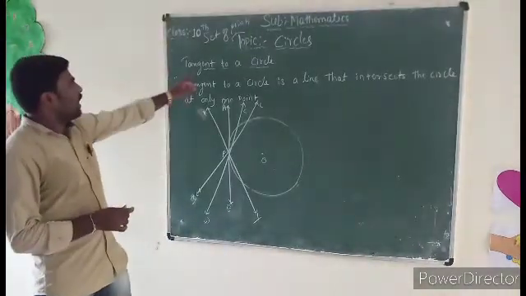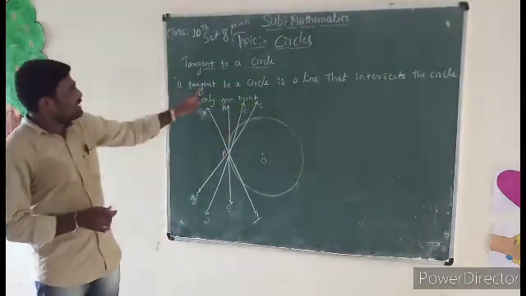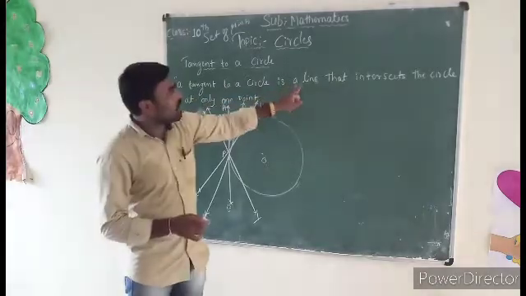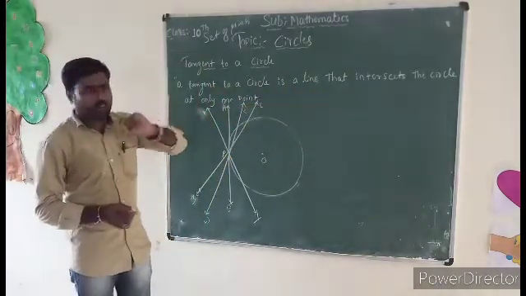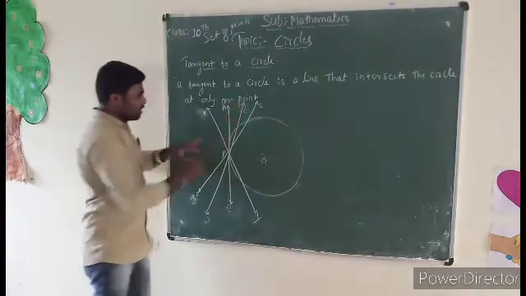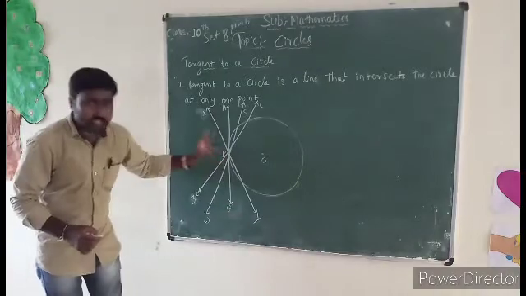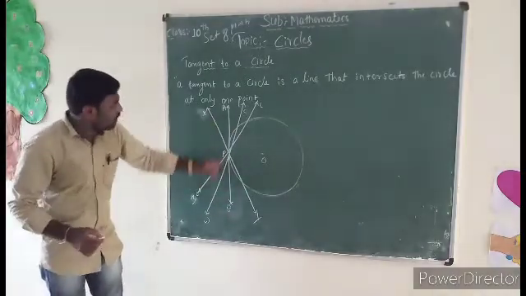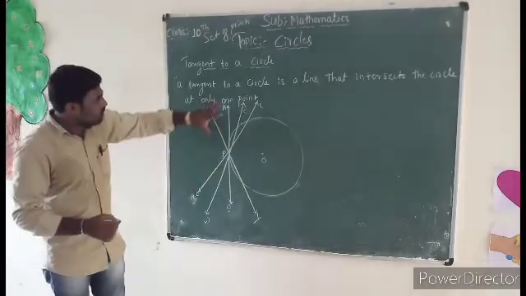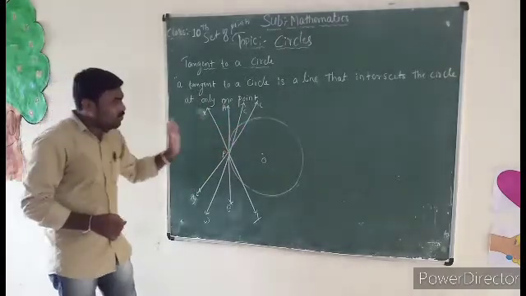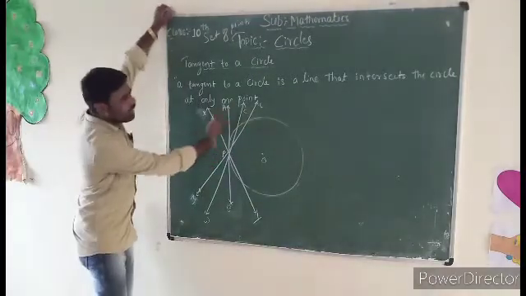So students, tangent to a circle. Now I will explain what a tangent means. A tangent to a circle is a line that intersects the circle at only 1 point. Now in the figure, see how many tangents there are. XY is a line, then AB, CD and LM. These are lines that intersect the circle or touch it. So how many tangents are there here?